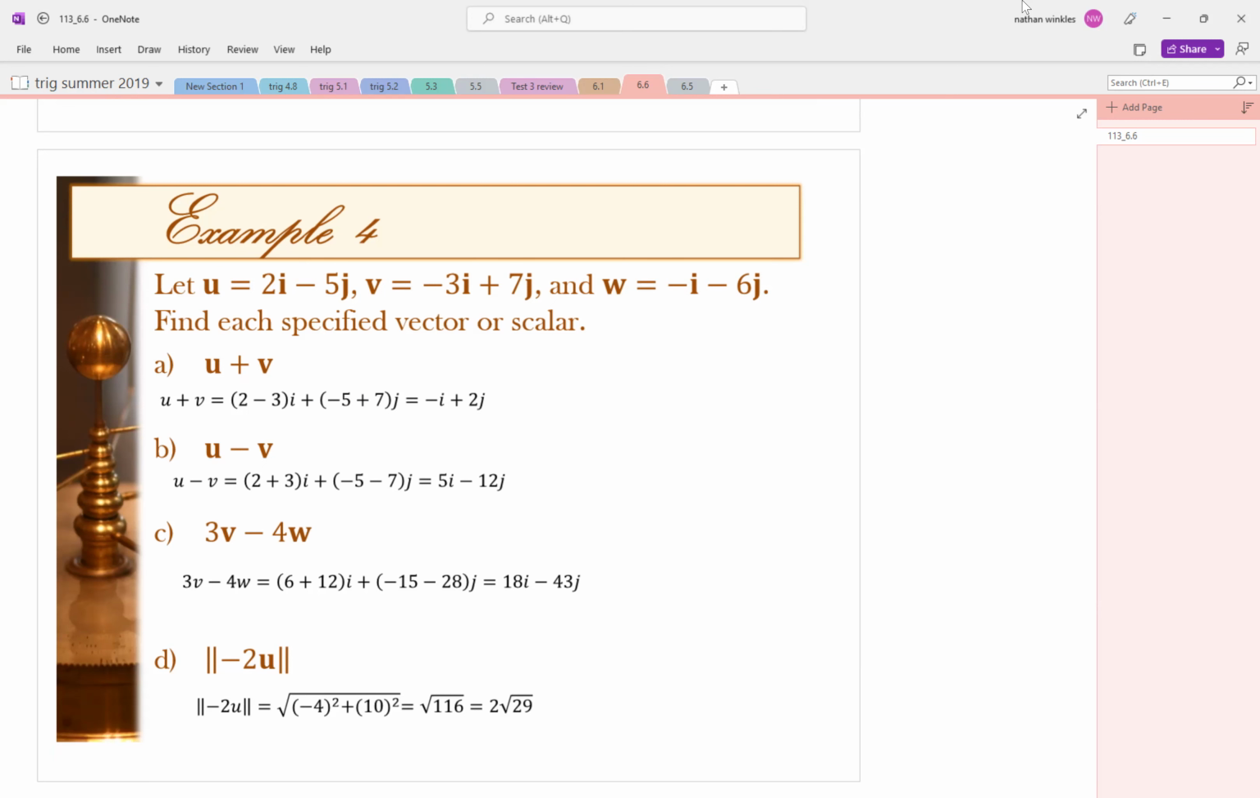If we do u minus v, so 2 minus a -3 is 2 plus 3. And then -5 minus 7. So then we get 5i minus 12j. So for this next one, 3v minus 4w. 3v is 3 times -3i plus 7j, which gives us -9i plus 21j.